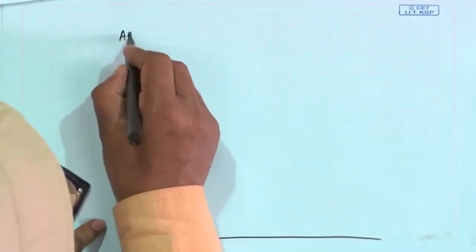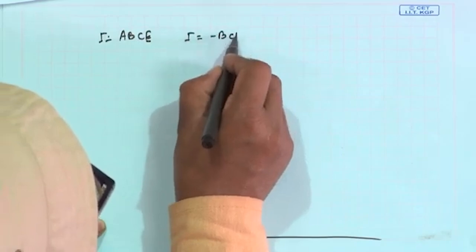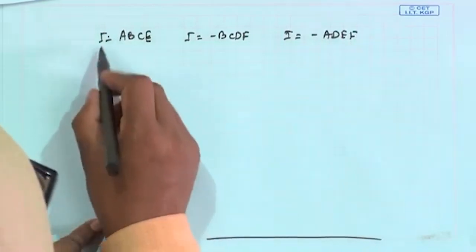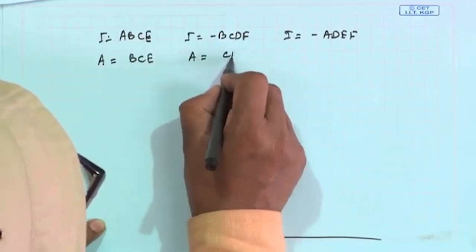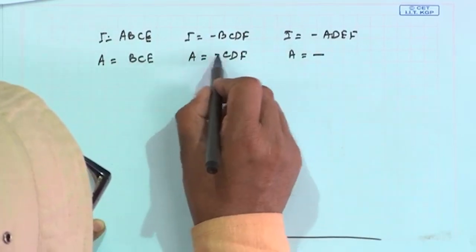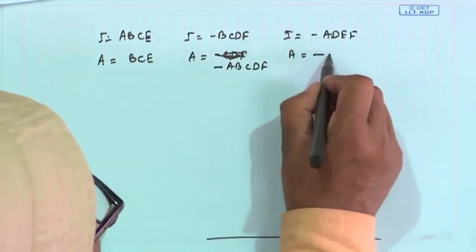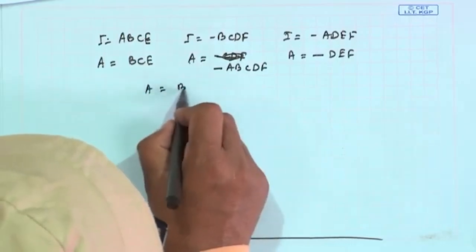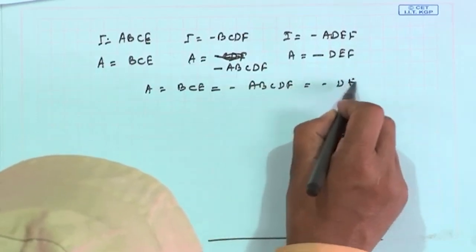First one is I equal to A, B, C, E. Second one is I equal to minus B, C, D, F. Third I is the generalized one, A, D, E, F. If you multiply with A, you get B, C, E here. But what will you get here? You will get minus C D F. What will you get here? You will get, not minus C D F, if you multiply by A, this is A B C D F. Here you will get minus D E F. So that means A equal to B C E equal to minus A B C D F equal to minus D E F.